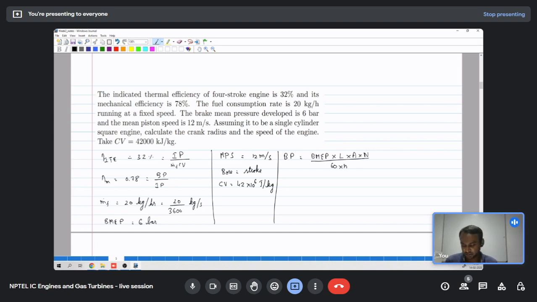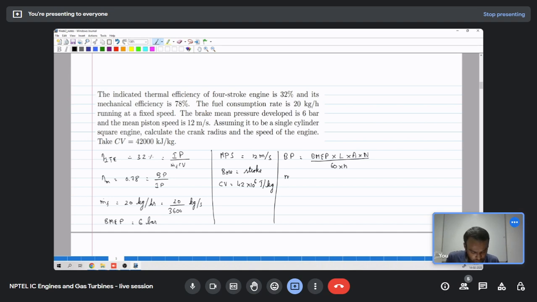We have been told that it is a square engine, so that means bore is equal to stroke. Using that relation and the speed relation, we will be able to find the crank radius and speed of the engine. So first I will start with calculating the fuel power.